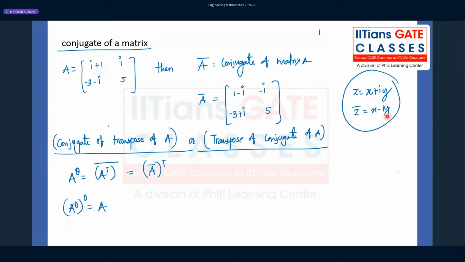So if the matrix is like this, 1 plus i, minus 3 minus i, and 5, then the complex conjugate of it is 1 plus i will become 1 minus i, minus 3 minus i will become minus 3 plus i, and then 5 as it is. So this is how you will write the conjugate of a matrix. This is my original matrix and this is the conjugate of the matrix.